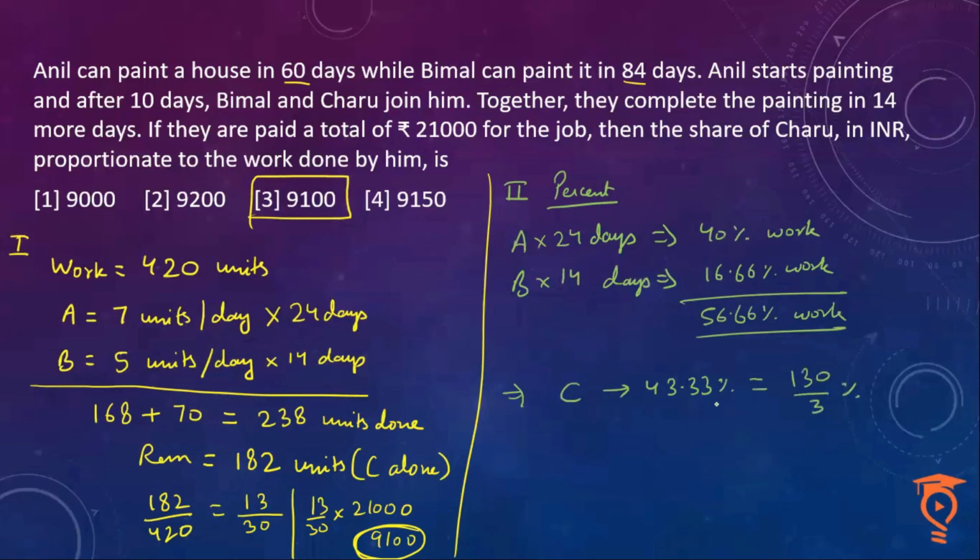So if C does 43.33% of the work, he should be paid 43.33% of the total amount. So the answer here would be 21,000 rupees into 130 by 3%, and this way also you get your answer as 9100. So, fewer steps, but you have to be good with basic calculations and percentages.